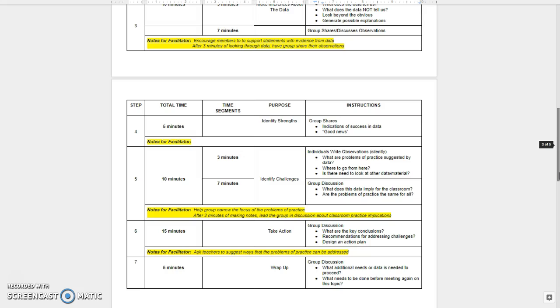One thing I liked here is I did highlight what the facilitator's job was, just for those who that was their position. So I'm pleased with how it turned out, and I hope to get to use it in the future.